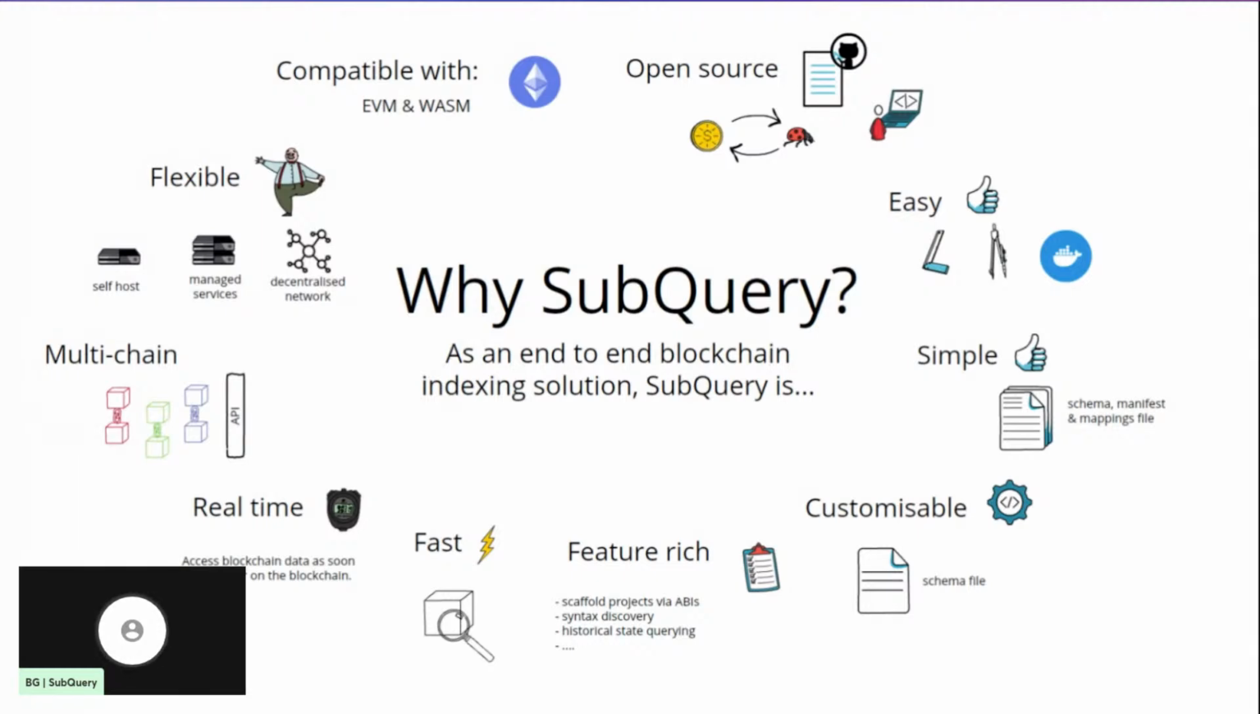It's really feature-rich. There are some specific features for Cosmos. You can generate types from protofiles, and the same goes for other network families. For instance, for EVM, you can build the types based on the ABIs. It's really fast, and recently we've significantly increased the speed of indexing. Obviously, it's real time.